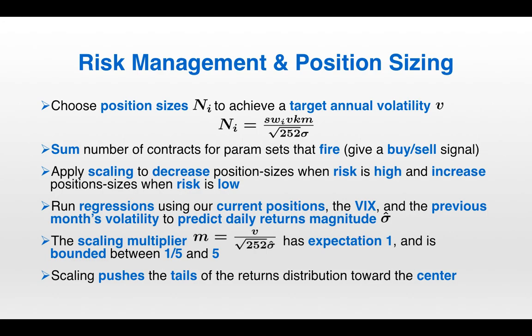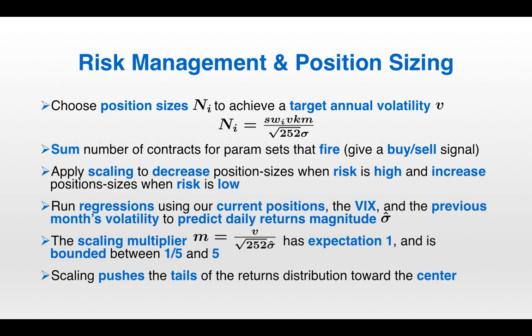From there, we can compute our scaling multiplier, M equals V over the square root of 252 times sigma hat, and we'll multiply our positions by the scaling multiplier in order to increase or decrease them depending on the risk. M has expectation 1. That means in aggregate, scaling is neither decreasing nor increasing our position sizes. It is only increasing and decreasing our position sizes at certain times, just as we want.